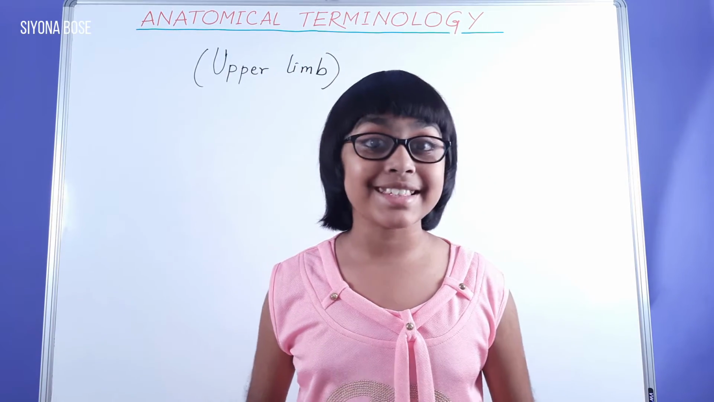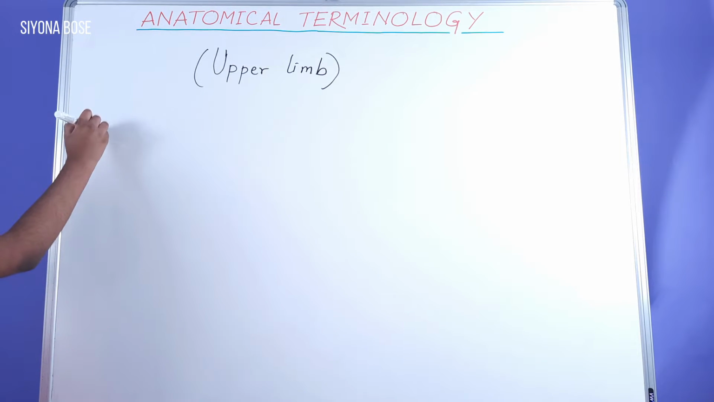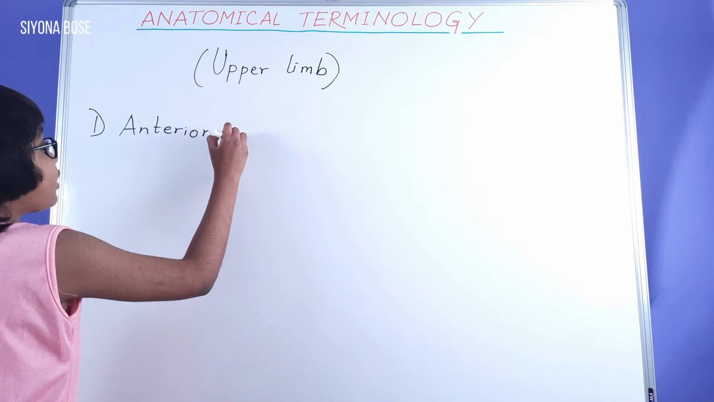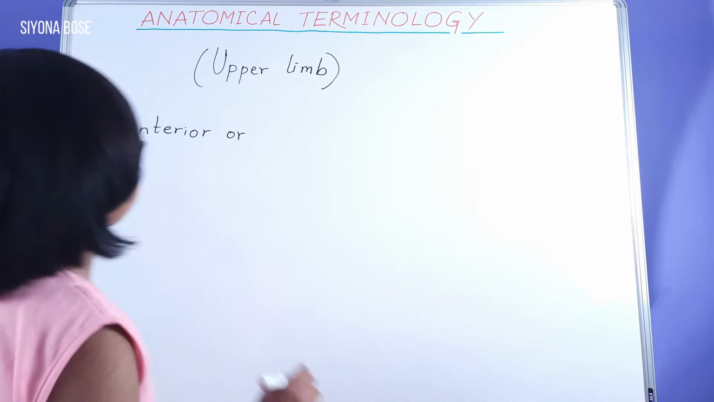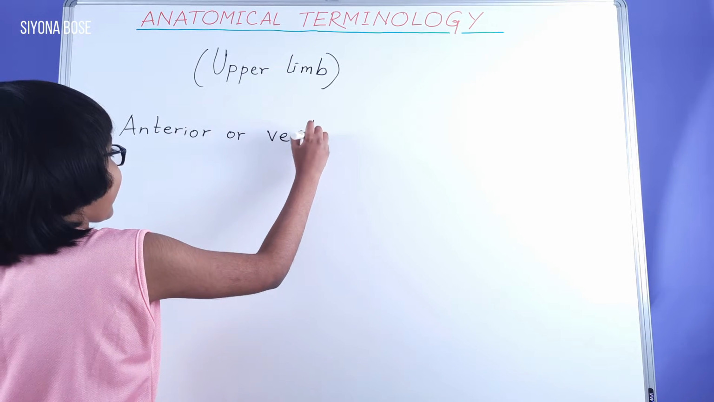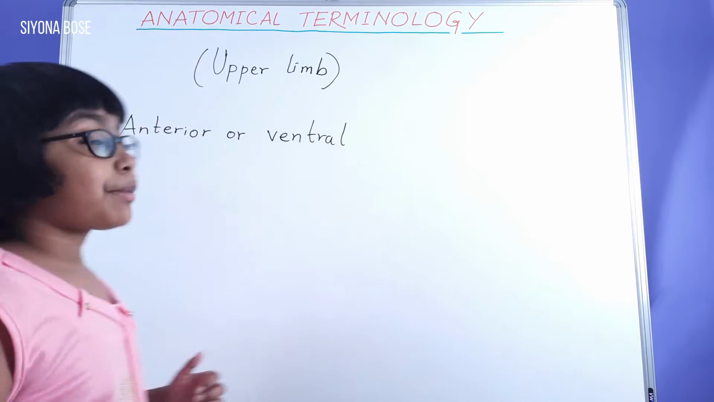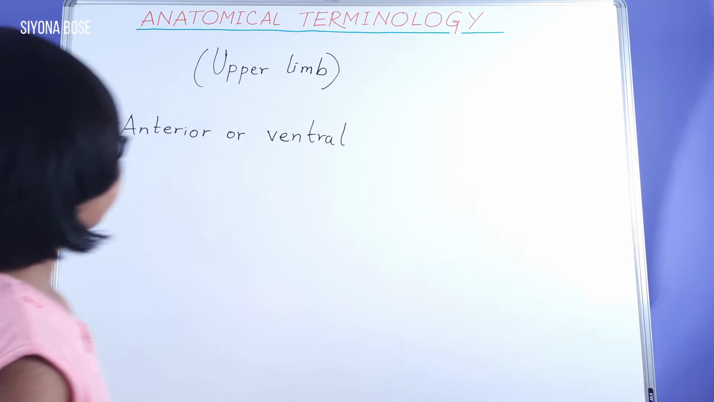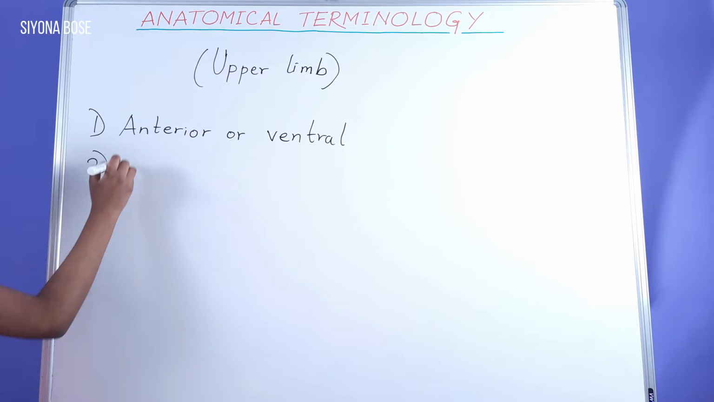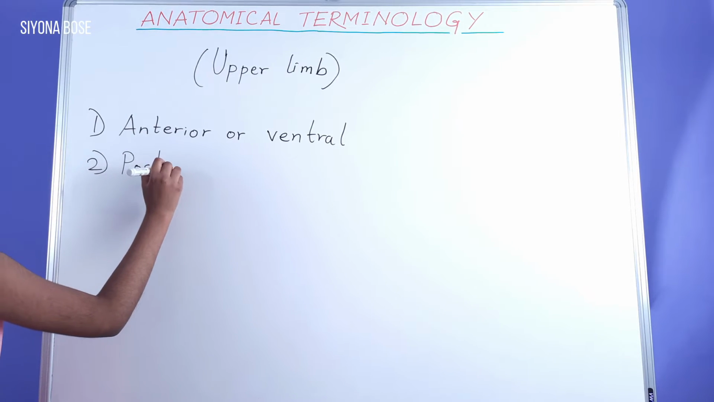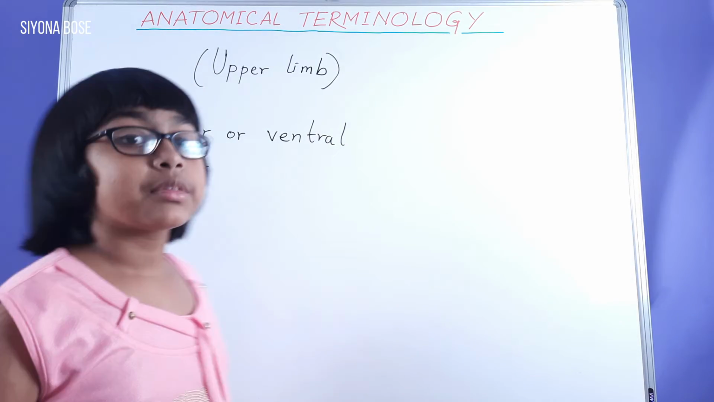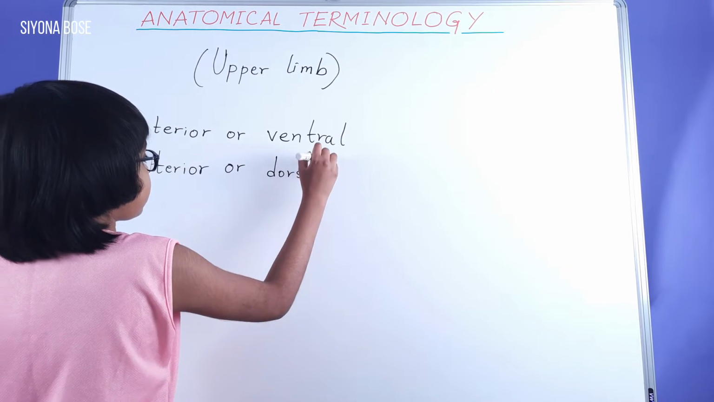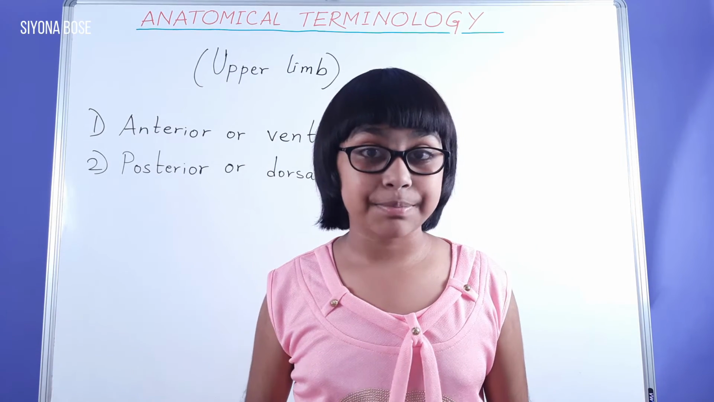Our first term is anterior. Number one, anterior or ventral aspect. That means the front aspect. The next term is posterior. Number two, posterior or dorsal, that means the back aspect.